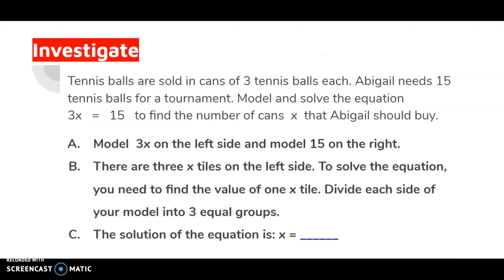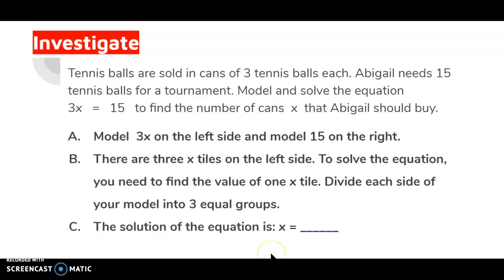Alright. So for the investigate, it says tennis balls are sold in cans of 3 tennis balls each, and Abigail needs 15 tennis balls for the tournament. Model and solve the equation 3x equals 15 to find the total number of cans Abigail should buy. So on the left side, you're going to be modeling 3x, and on the right side, you're going to be modeling 15. So go ahead and do that.